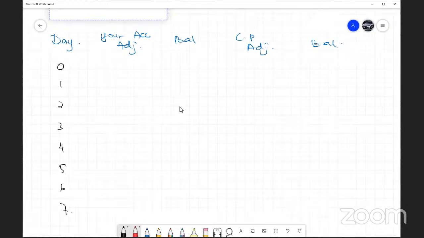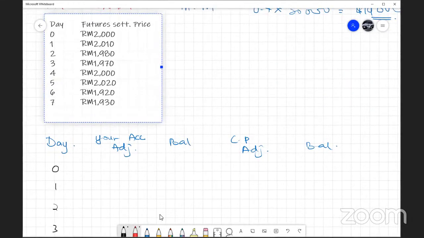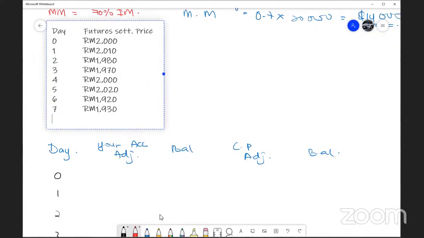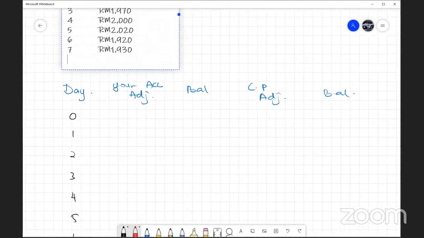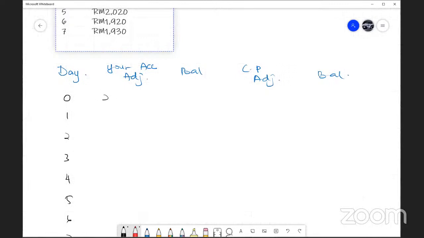Your account adjustment at day 0, when the price is 2,000: you already calculated just now, your initial margin is 20K. So on day 0, your account starts with your initial margin of $20,000. Of course, the balance is the same, $20,000. Your counterparty will have the same amount also, $20,000, and a balance of $20,000. Now the difference happens in the following step.